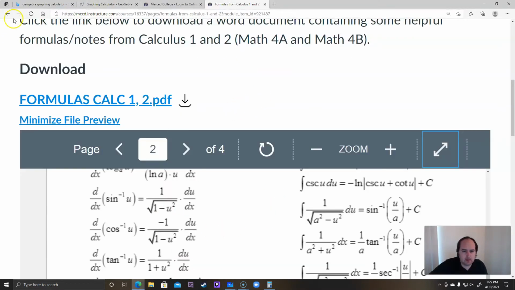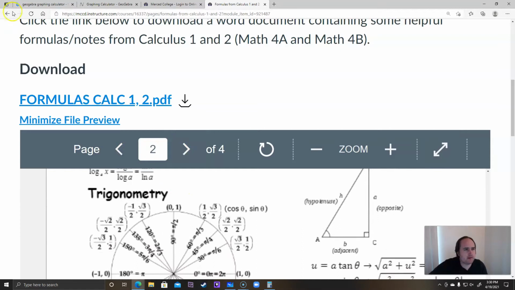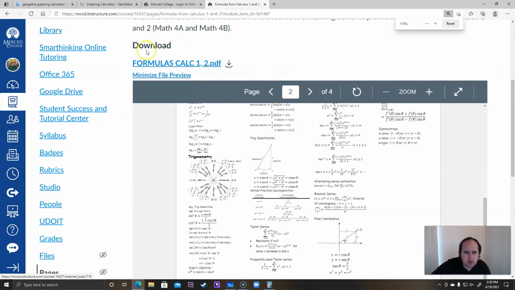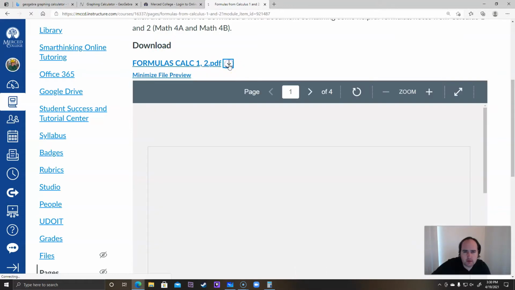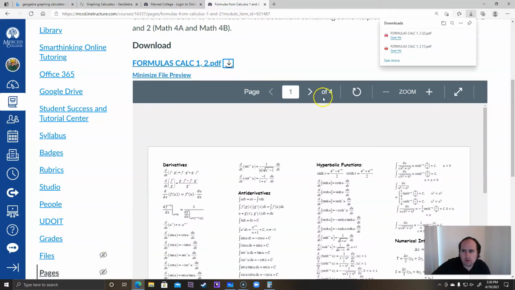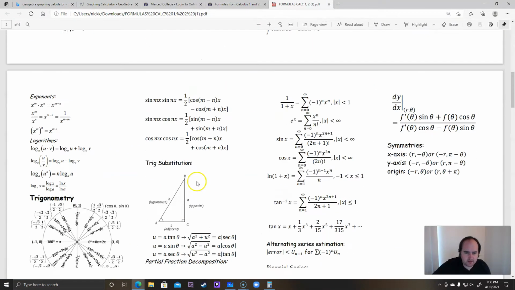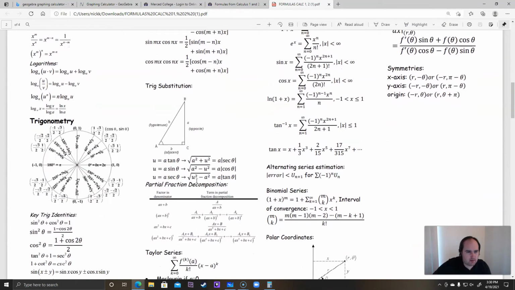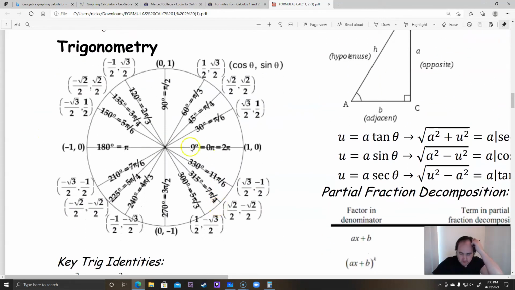Okay, let me actually get to the second page. Ooh, that looks bad. I think I'm going to actually go back and zoom out and try to download that as a PDF. Okay, let me open that up with my other PDF viewer. Okay, that looks a lot better. Okay, so for the unit circle, let me zoom in on that. It's on the second page of your formula sheet on the left side. Here we got our unit circle.